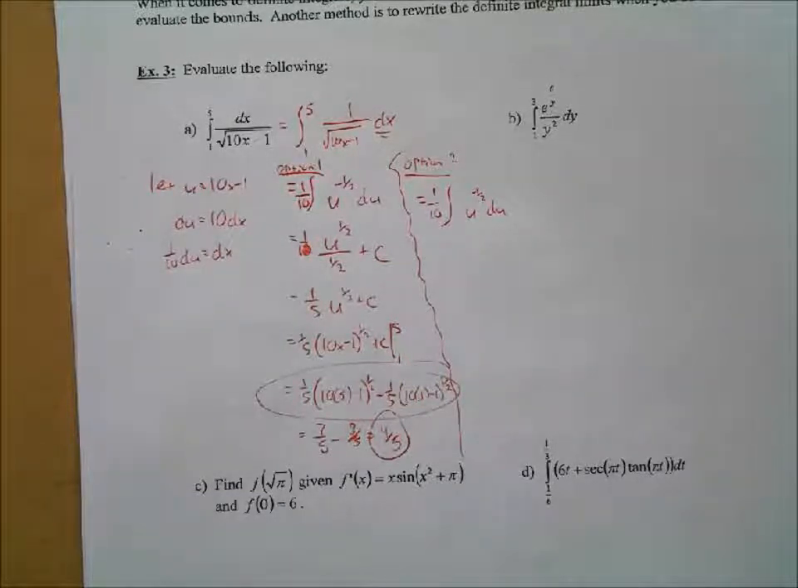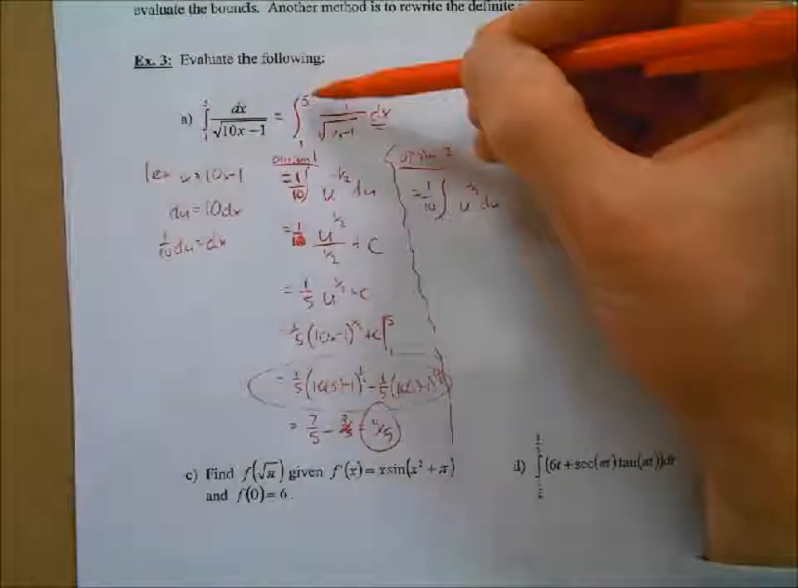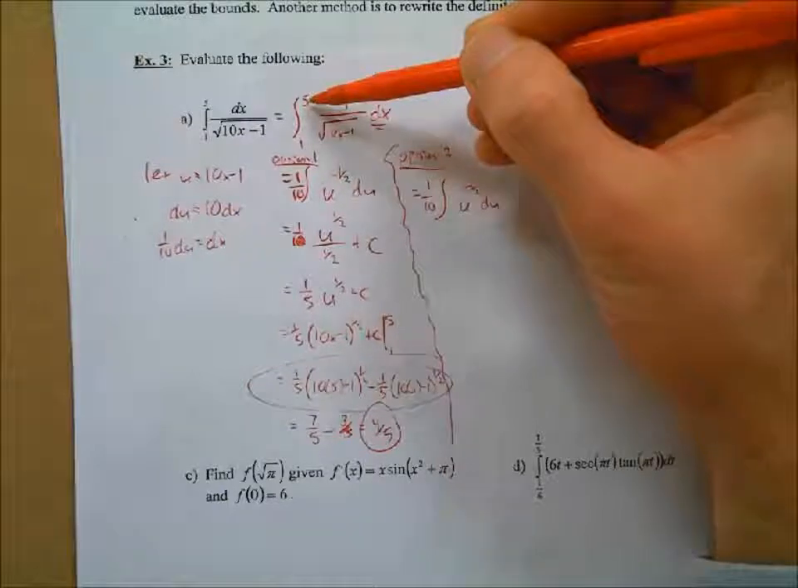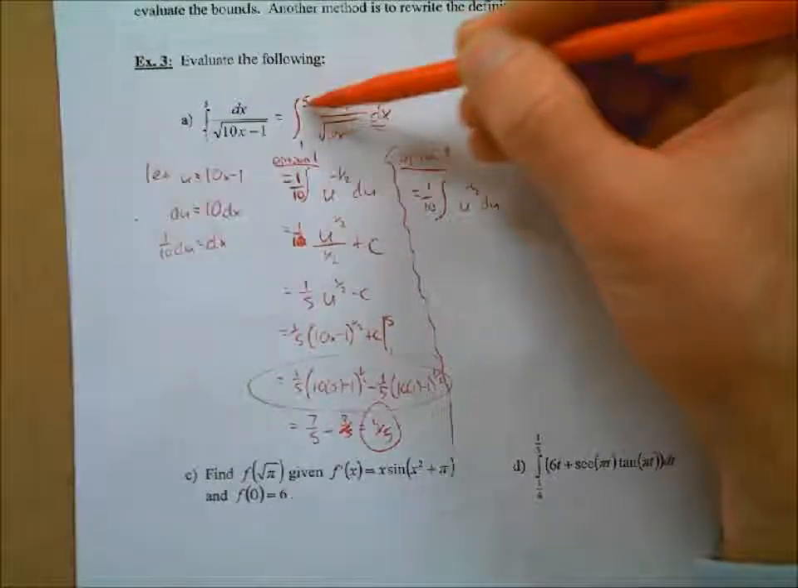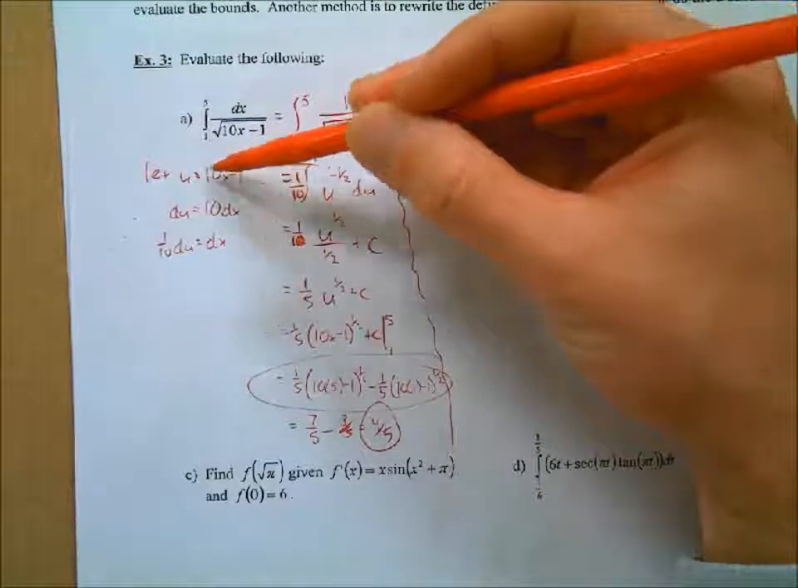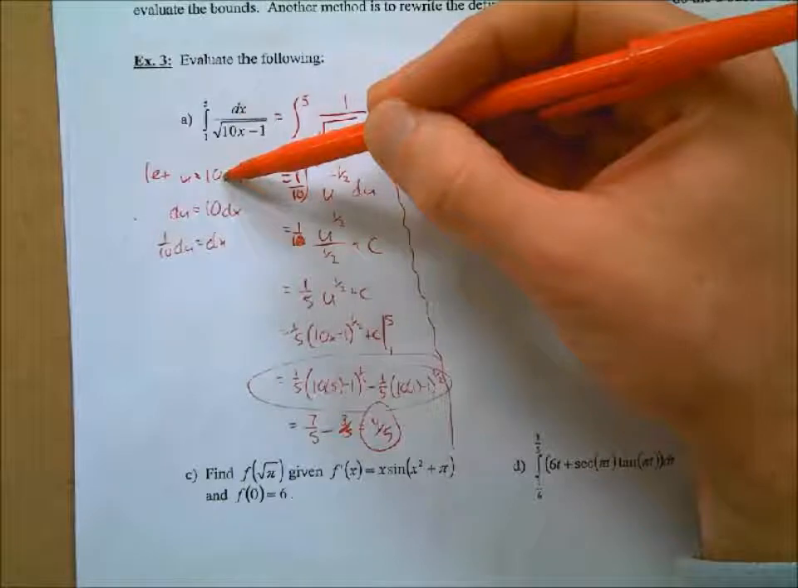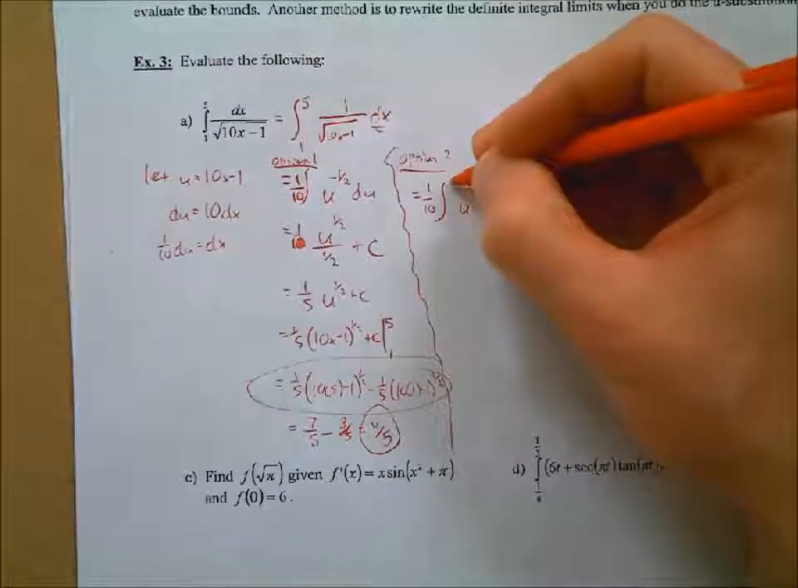How are u and x related? u is 10x minus 1, right? That is how we defined u to be. So if we want to take this 5, which is an x limit of integration, what can we do with this 5 in here? What should we do? Multiply it by the 10 and then subtract 1. So 10 times 5, 50, minus 1, 49. So our new upper limit for u is 49.